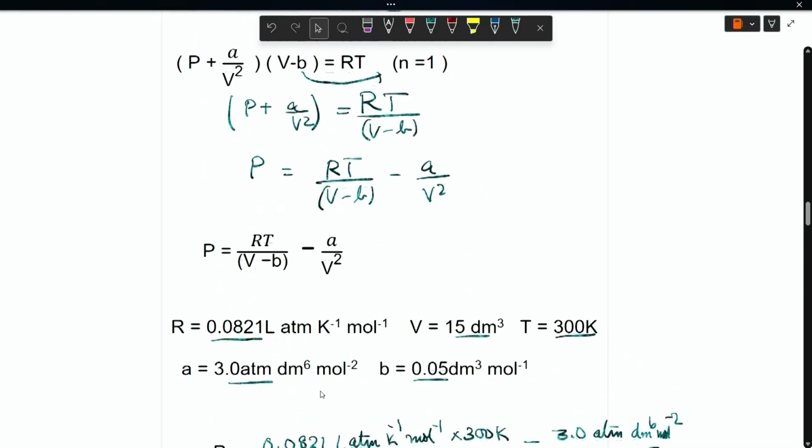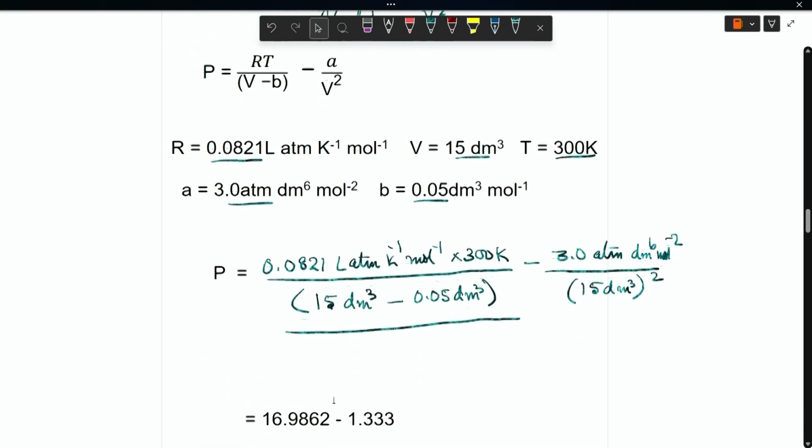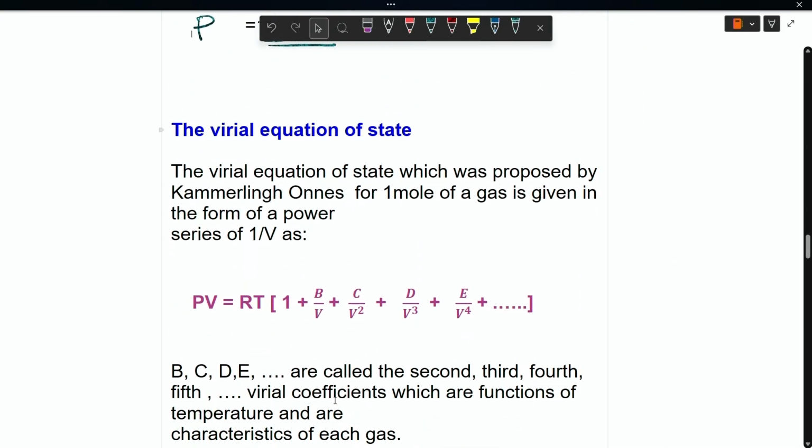Again, you can see that they have asked only for the van der Waals equation, and we have derived only the van der Waals equation. Next we will move on to the virial equation of state. There have been several equations of state proposed, of which a somewhat general one is the virial equation of state.